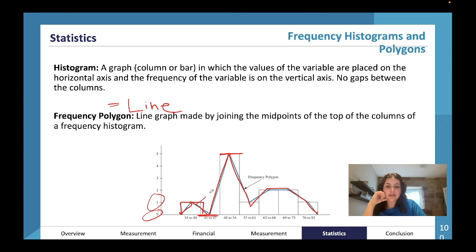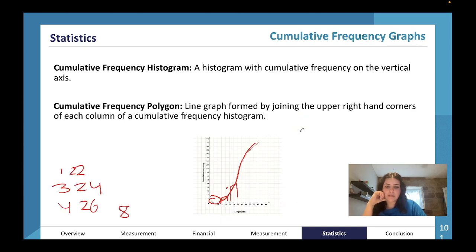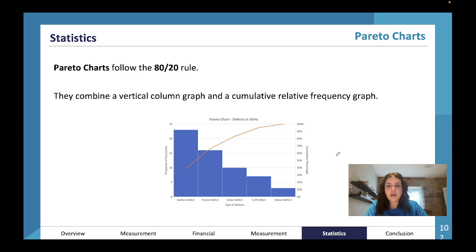So if we just went like this the whole time through the upper right-hand corners, joining each column of the cumulative frequency histogram. Okay, Pareto charts. Pareto charts follow the 80-20 rule. This is a rule I was talking about earlier. Generally speaking, 80% of your marks in your HSC exam are going to come from 20% of the work you did. It's just a basis of the Pareto rule.